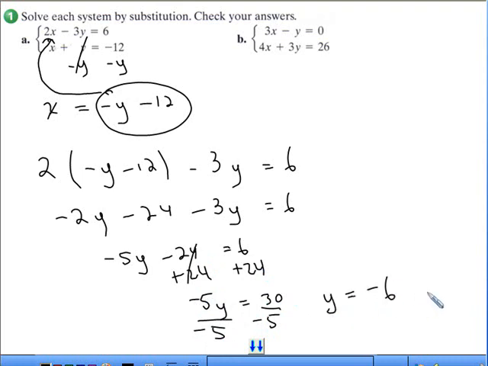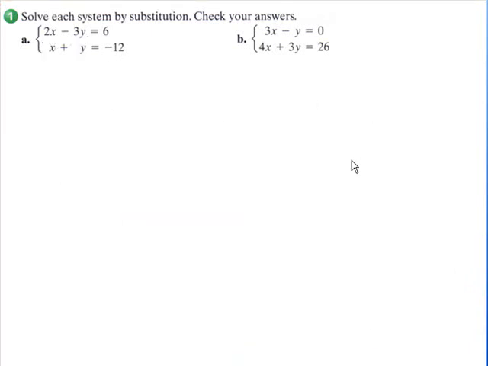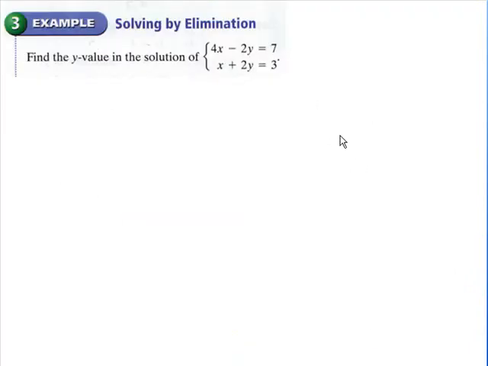So y equals negative 6. Now we're going to take this and plug it back in and figure out what x is. So we had x plus y is equal to negative 12. We know y is negative 6, so let's plug it in. So x minus 6 is equal to negative 12. Add 6 on both sides. So x is going to be equal to negative 6. So our solution is negative 6 and negative 6. So that's the substitution method.